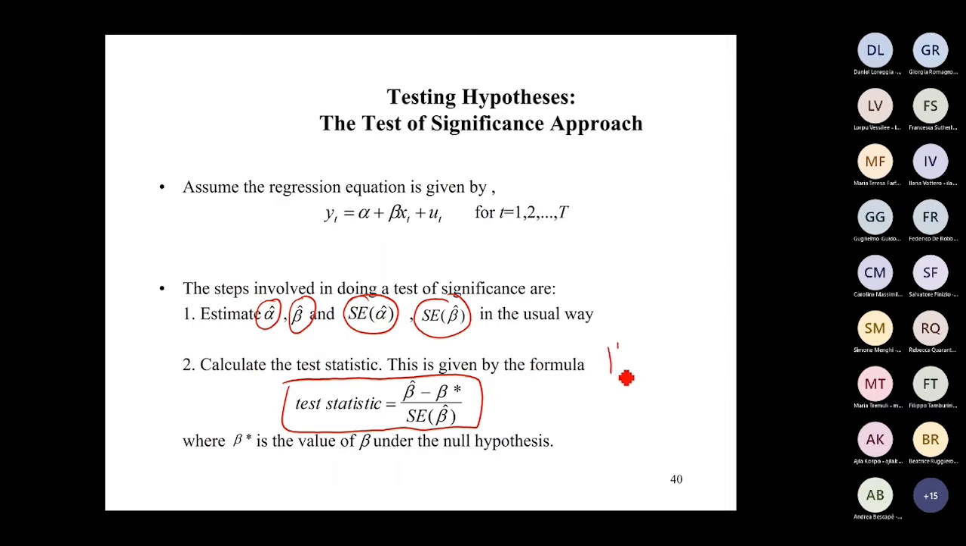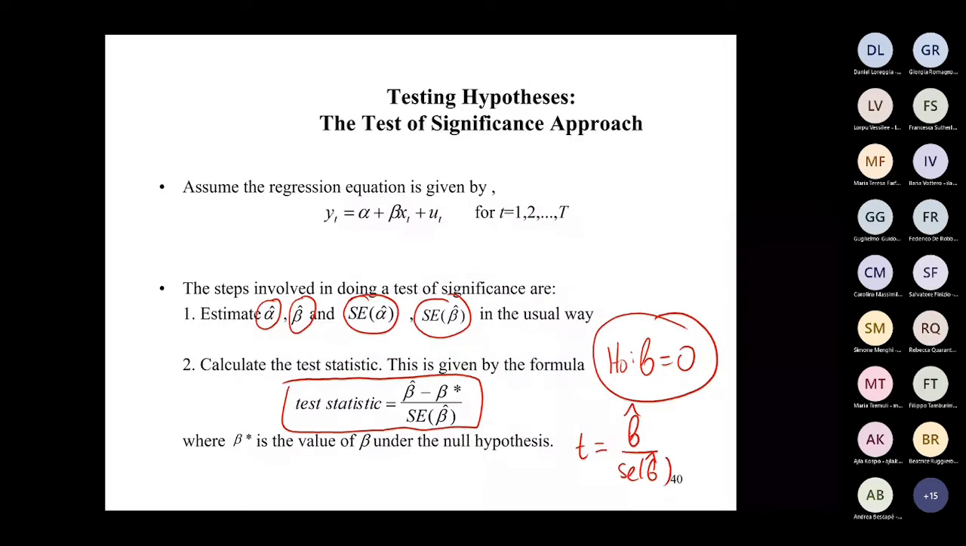Now, a very specific and important case is when beta equals 0. When beta equals 0, the t-statistic is beta hat divided by the standard error of beta hat. Okay. Now, who is going to help me, why is beta equals 0 an important case?